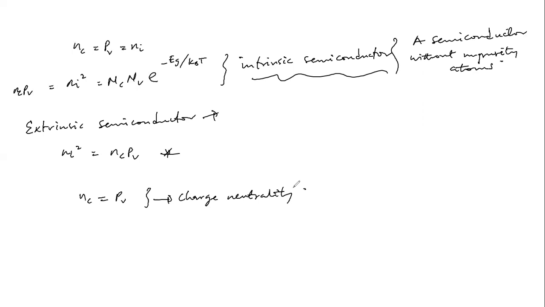And the Fermi level in an intrinsic semiconductor may be given in terms of the integral from negative infinity of the density of states and the distribution.